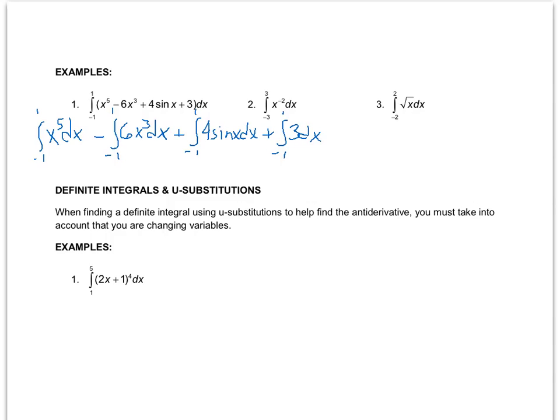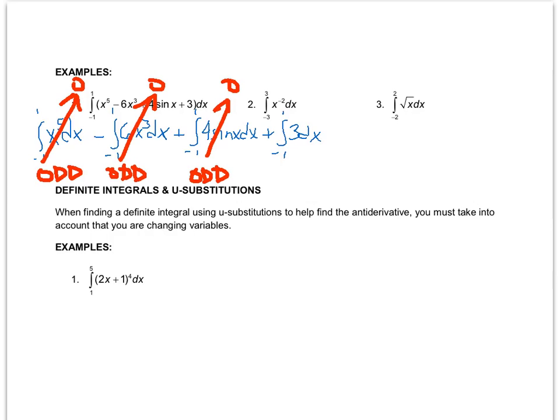x to the 5th, that's an odd function. So if you look back at your previous page, this entire quantity, I'm going to change colors here so it's a little more obvious, this entire quantity is going to 0. Okay, it's an odd function. 6x cubed is also odd, so that one's done. 4 times the sine of x, that one's also odd. Okay, and it's not so much that the function's odd, but it's odd and we're going from -1 to 1. So we're using those symmetric bounds.